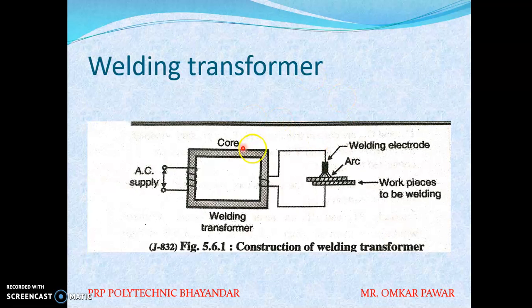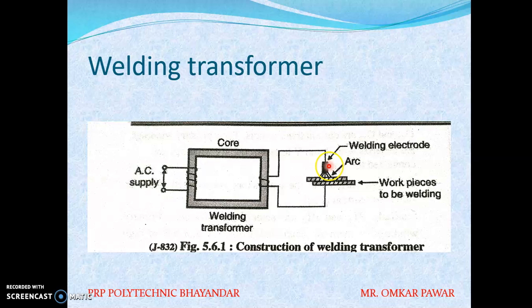Next is the welding transformer. A welding transformer is basically a step down transformer, because high current is required for welding purposes. This is the core; we connect the primary winding and give the AC supply, and the secondary has a smaller number of turns, so this is a step down transformer which generates high current.